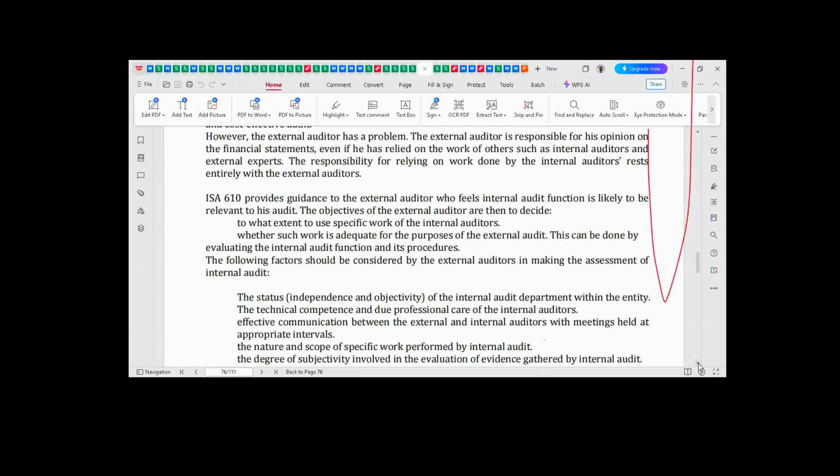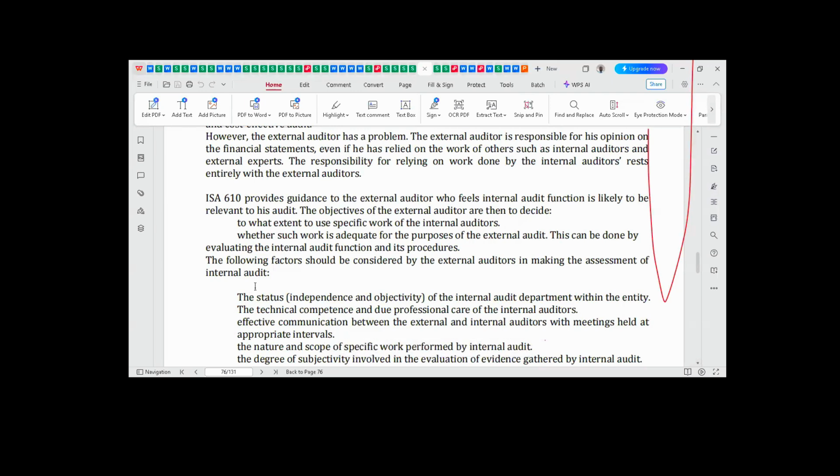For instance, the internal audit department had 10 recommendations for the year, but only one has been implemented. That shows that the internal audit department is not fully effective. That's what it means. Compared to when you have an internal audit department that has 10 recommendations for the year and 6 of them have been implemented. That's how to know.